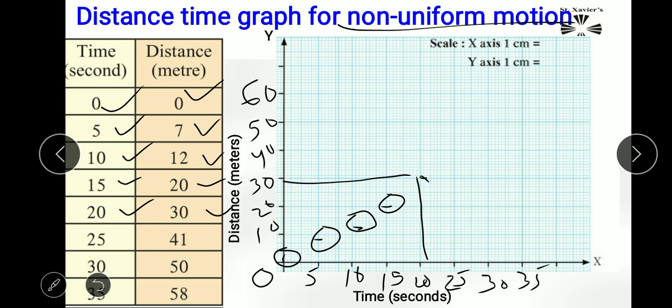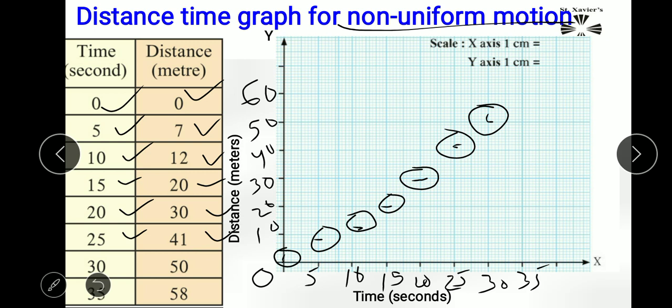So we'll get a point somewhere here. Let us plot the point 20 and 30. Next is 25, 41. So let us plot it here, students. Next is 30, 50. So this is 30, 50. Next is 35 and 58, students.